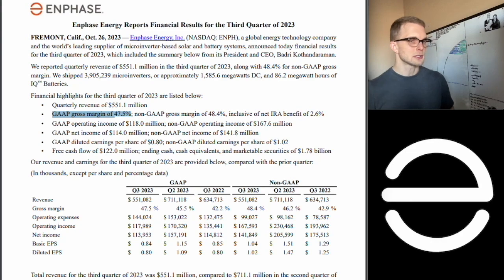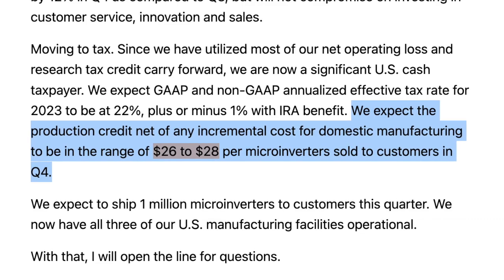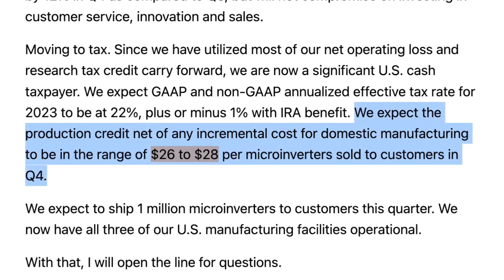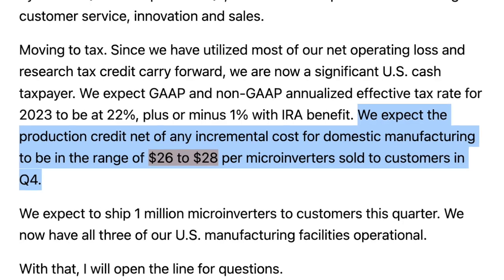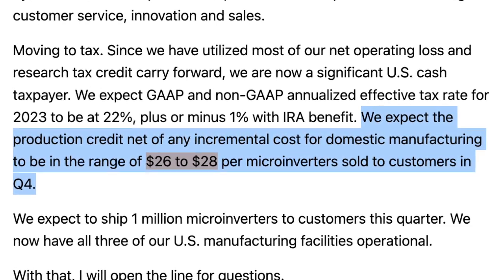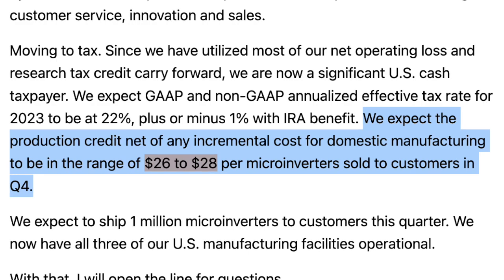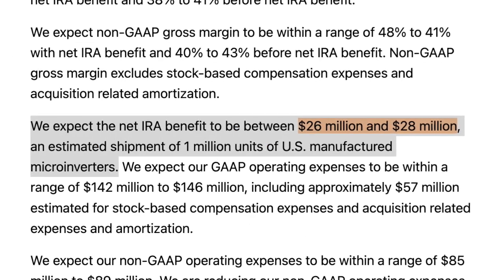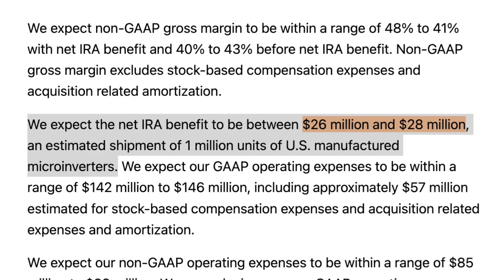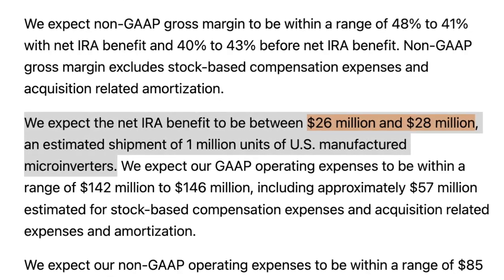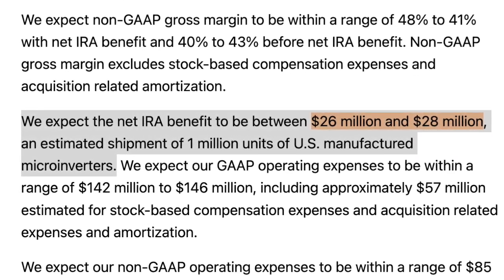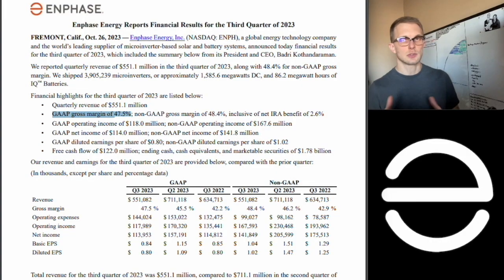There are 2 quotes that can be extracted from this earnings. The first: we expect the production credit net of any incremental cost for domestic manufacturing to be in the range of $26 to $28 per microinverter sold to customers in Q4. And the second: net IRA benefit to be within a range of $26 to $28 million based on estimated shipments of 1 million units of US manufactured microinverters. The simple math here is we land at the middle number between 26 and 28, being 27 million, and divide that by the 1 million units, which is $27 again.